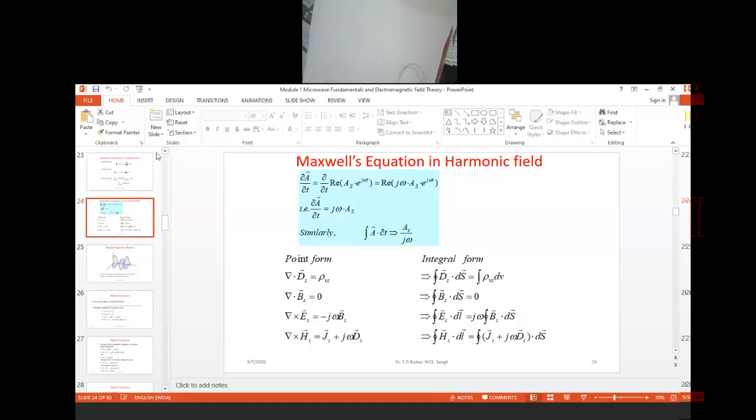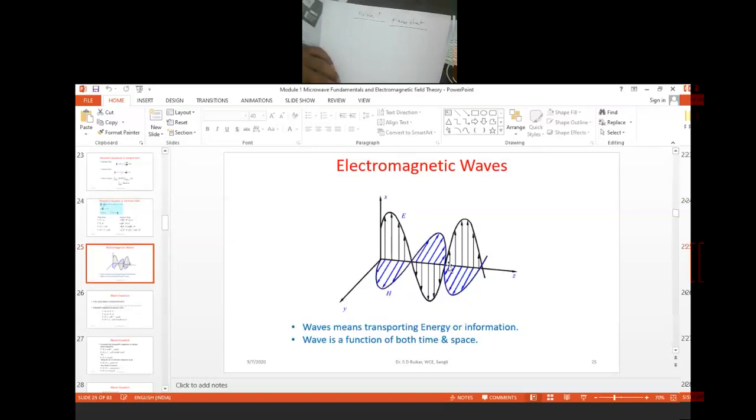For getting the power value, we need to know the value of the electric field component and the magnetic field component. So we need to obtain first what the wave is. Now this is about the electromagnetic wave. In the electromagnetic wave, it is propagating in the z direction. That is the direction of propagation of the wave.